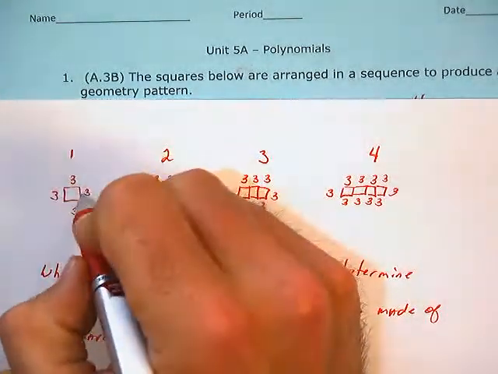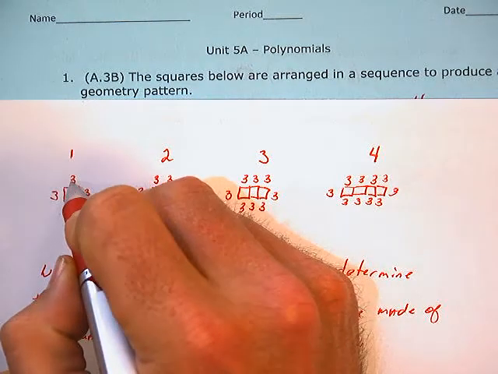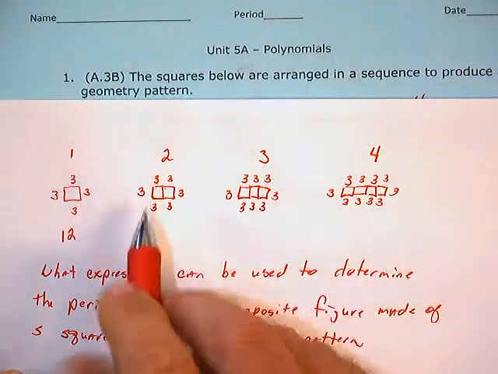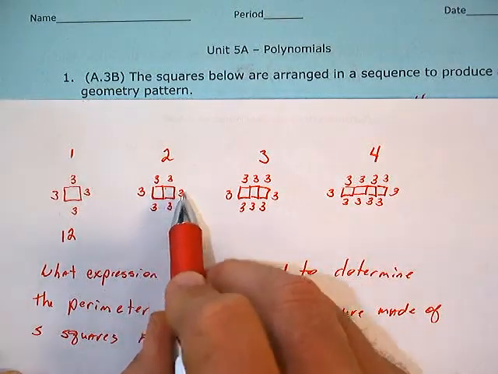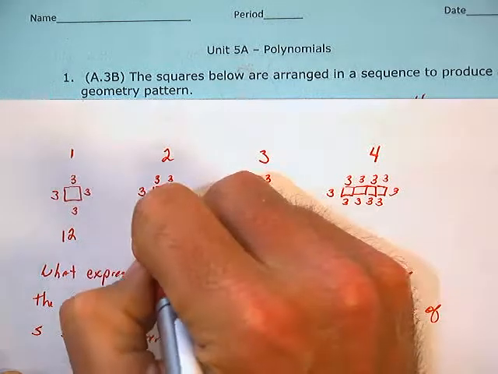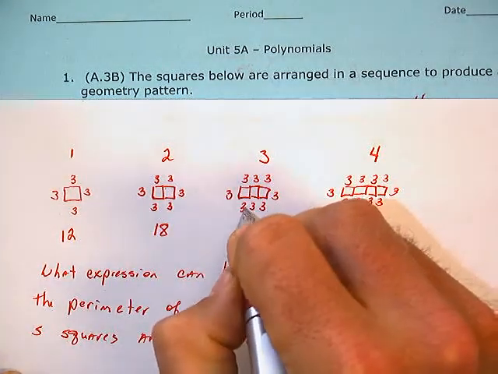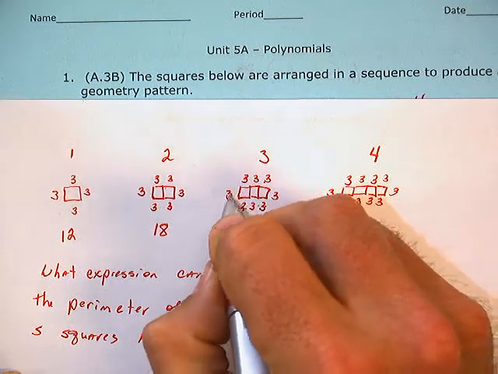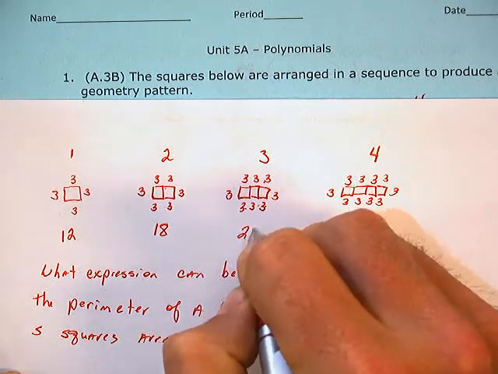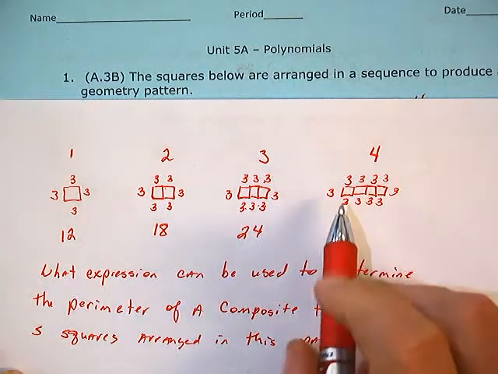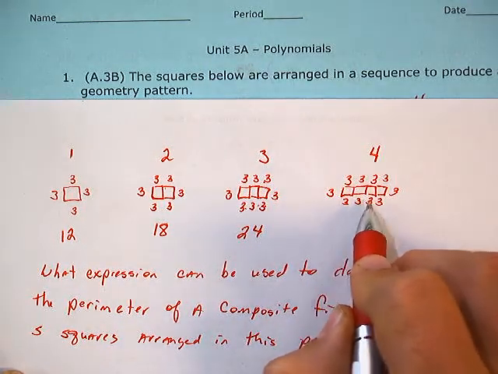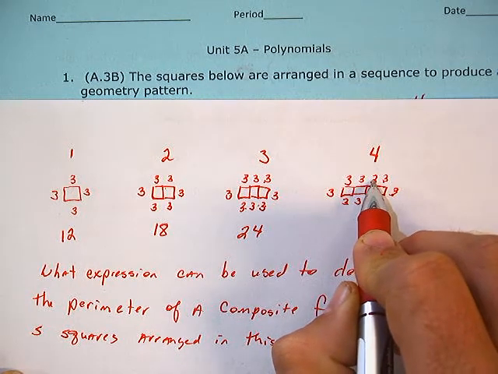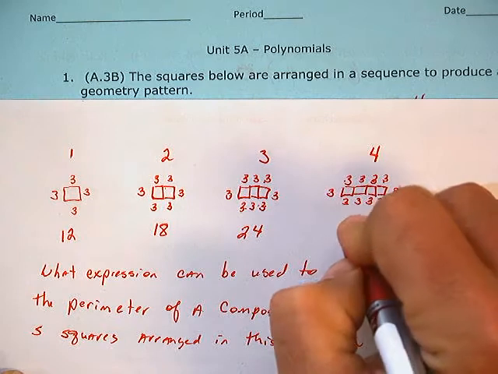Now, perimeter, distance around: 3, 6, 9, 12. Figure 1 has a perimeter of 12. Figure 2, add up the sides: 3, 6, 9, 12, 15, 18. Figure 3: 3, 6, 9, 12, 15, 18, 21, 24. Then the last one, figure 4: 3, 6, 9, 12, 15, 18, 21, 24, 27, 30.